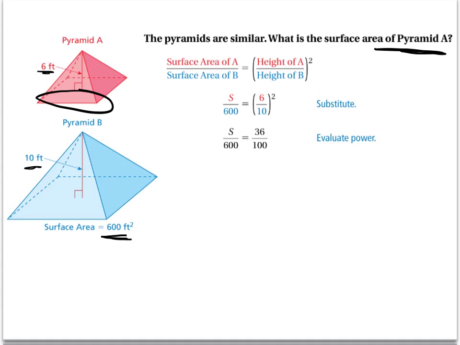We've done this before. The height of A is, as you see here, 6. The height of B is 10. You have to square it here because we're talking about a surface area. The units for an area is squared, so we're going to square that because we're comparing that with the surface area, which is already a squared figure, 600 feet squared.